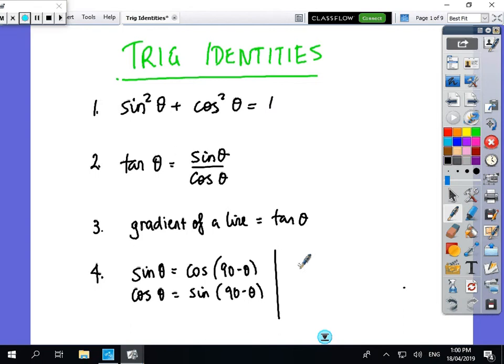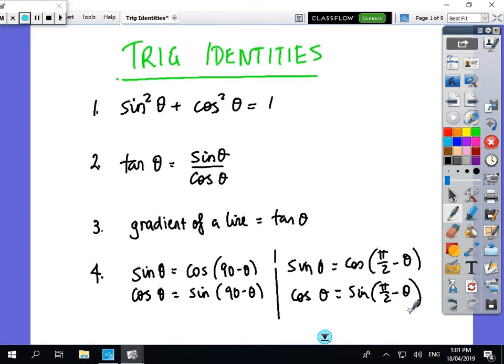That could also be written as sine theta equals cos of pi on 2 minus theta if you're in radian mode. Cos theta equals sine of pi on 2 minus theta if you're in radian mode. Okay, so let's look at proofs and some examples.